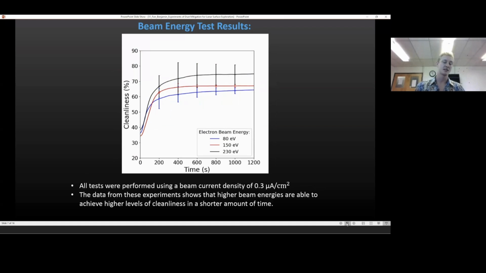Thank you. And this slide is testing the electron beam energy, where we tested 80 electron volts, 150 electron volts, and 230 electron volts. We were expecting that we would get a little bit better result with more and more energy, and that's exactly what we found. So we found that it's a little bit better the higher the energy goes, up to a certain point. We did run some extreme cases with like 400 electron volts, and we didn't find those to be any better than 230, so that's where we stick for the rest of our testing.